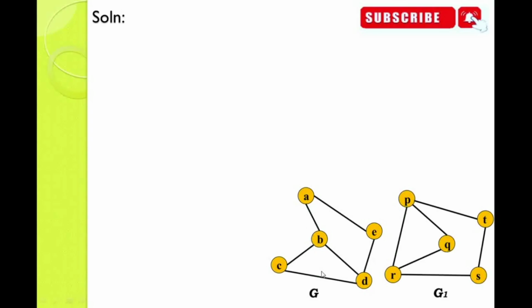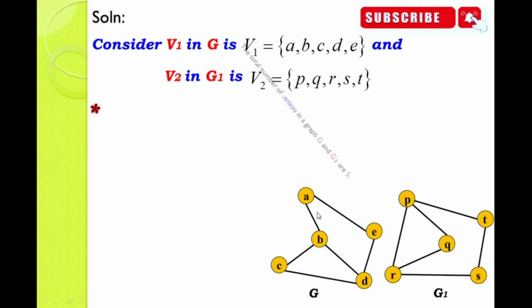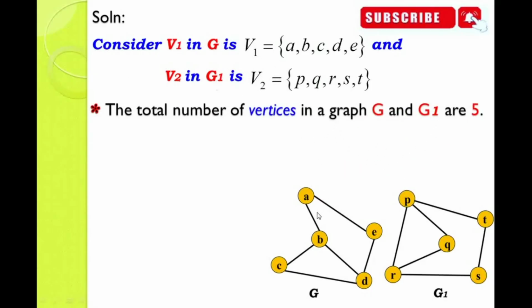Okay, so before that we write the vertices of both graphs. Consider the vertex set V1 in G: we have 5 vertices, A, B, C, D, E, and the vertex set V2 in G1 is P, Q, R, S, T. So what is step number 1? Step number 1, we have to verify whether both graphs have the same number of vertices. Here you see graph G has 5 vertices, and G1 also has 5 vertices. Therefore, the total number of vertices in graphs G and G1 is 5.